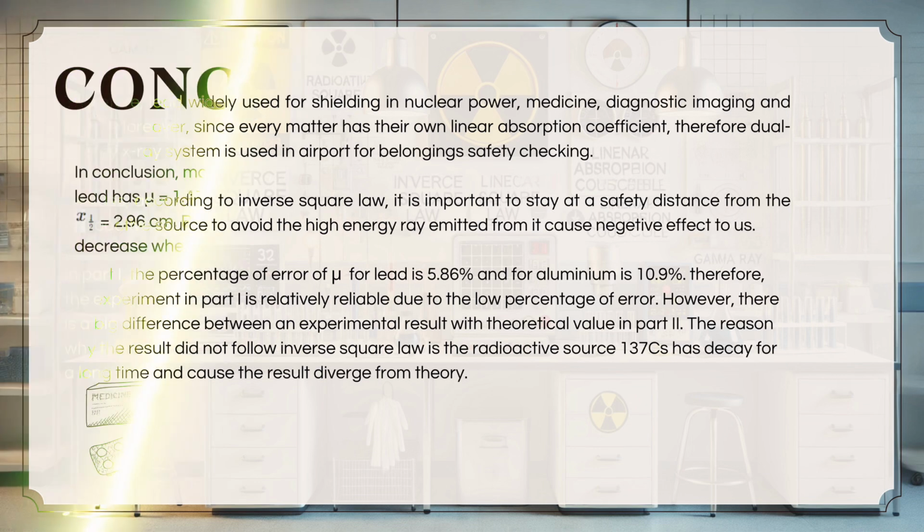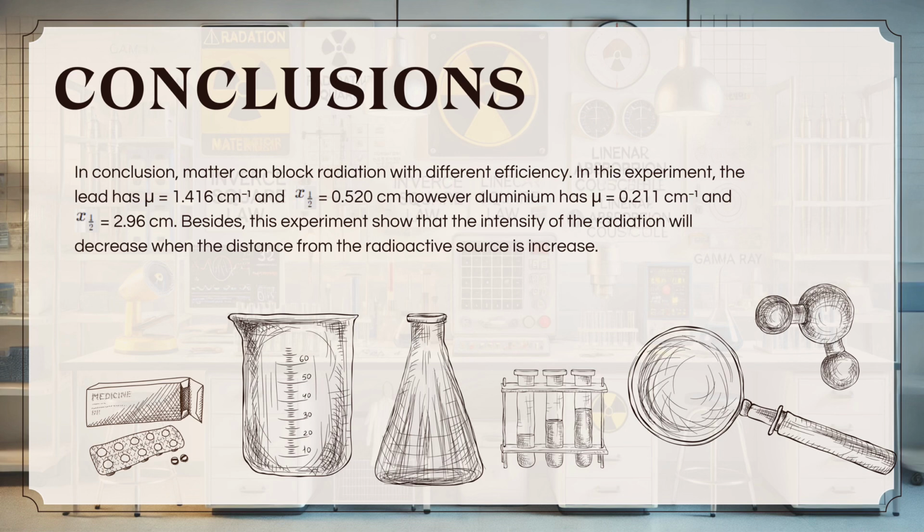In conclusion, matter can block radiation with different efficiency. In this experiment, lead has a mu of 1.416 cm^-1 and a half-value layer of 0.520 cm. However, aluminium has a mu of 0.211 cm^-1 and a half-value layer of 2.96 cm. Besides, this experiment showed that the intensity of the radiation decreases when the distance from the radioactive source is increased.